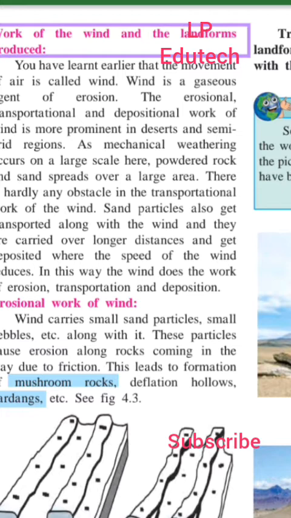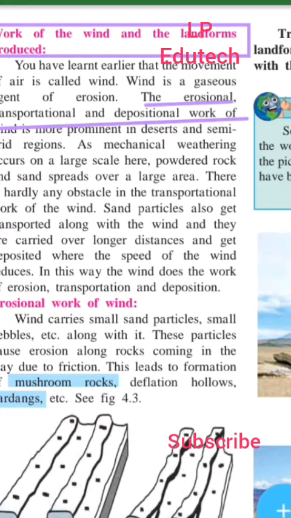Work of the wind and the landforms produced. You have learned earlier that the movement of air is called wind. This is the simplest definition. Wind is a gaseous agent of erosion. The erosional, transportation and deposition work of wind is more prominent in desert and semi-arid regions. So this is a very important line.